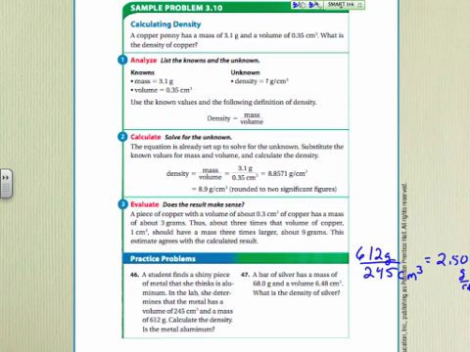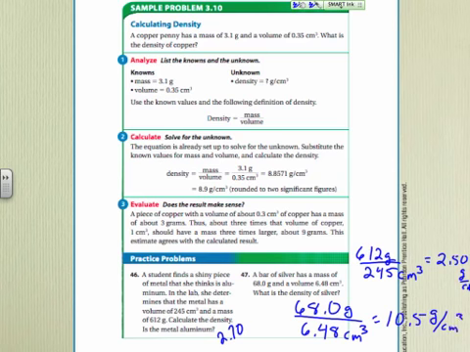Is it aluminum? Well, the only way that you would know is you need to know what the density of aluminum was. That's back a couple of slides. The density of aluminum is 2.70. So no, not aluminum. On the next one, a bar of silver has a mass of 68 grams, a volume of 6.48. What's the density? Well, 68.0 grams divided by 6.48 cubic centimeters. And what we end up with is 10.5 grams per cubic centimeter.